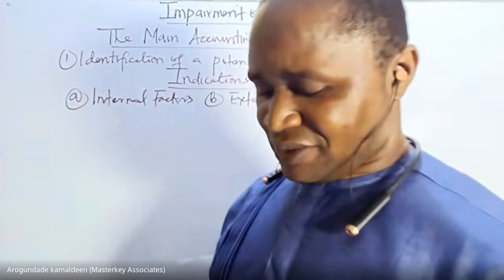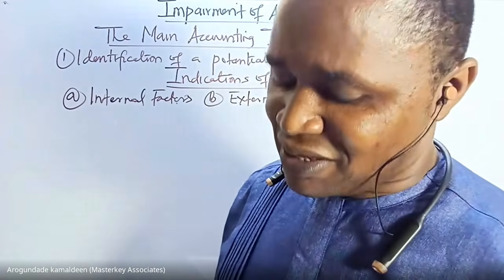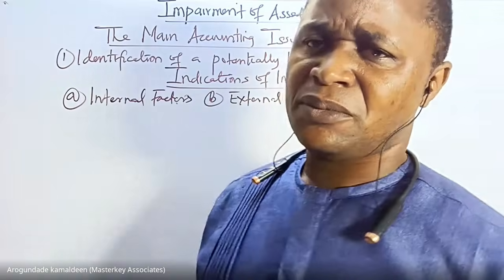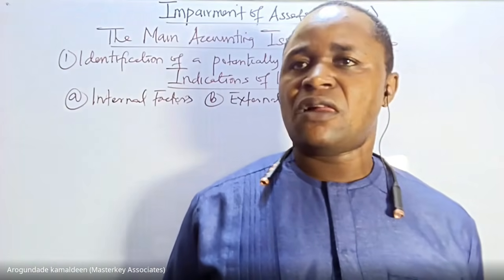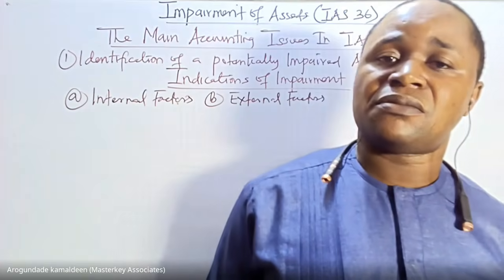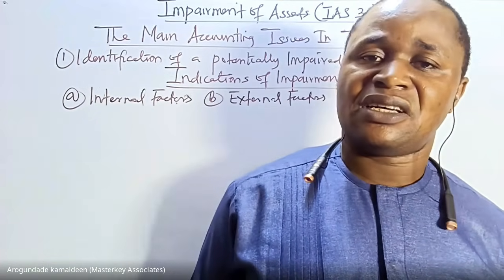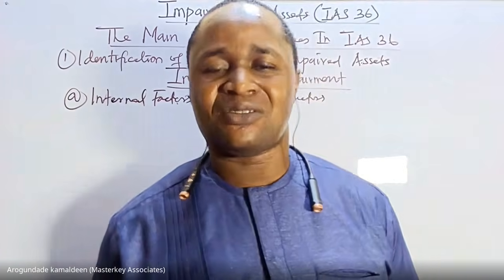Three, where the economic performance of the asset is worse than expected. For example, an asset that is meant to produce, let's say, 40,000 units per month, based on the estimation, and it can hardly produce 20,000.